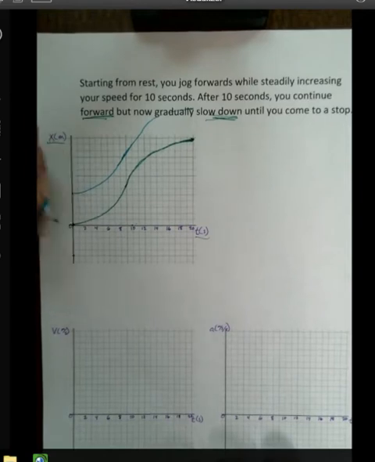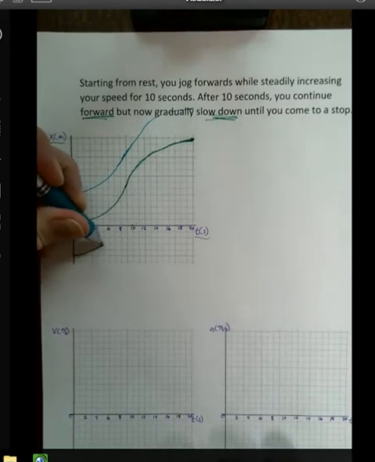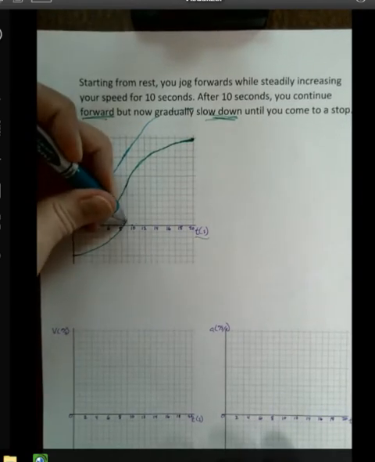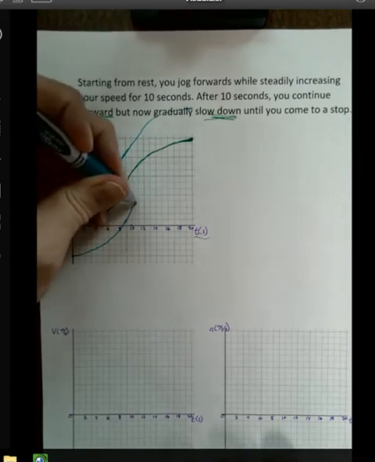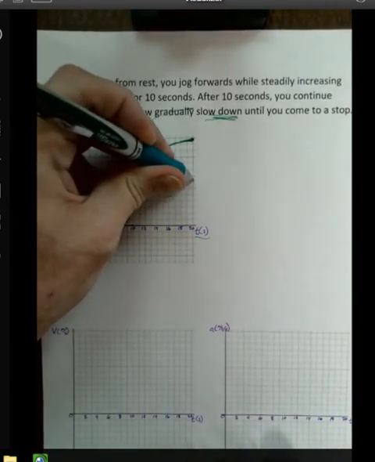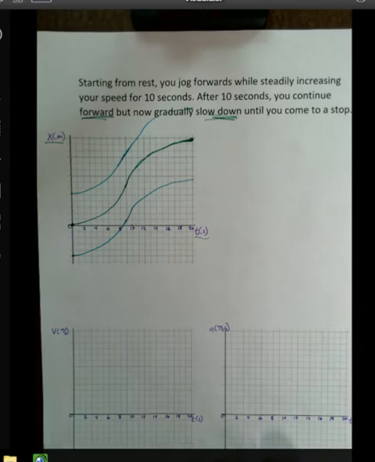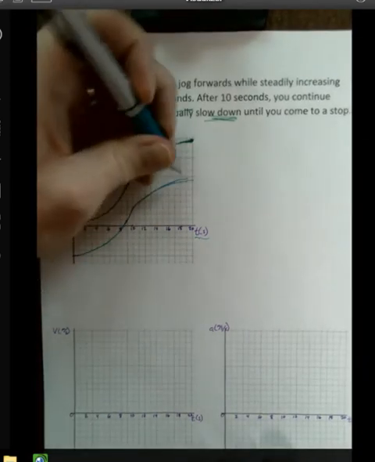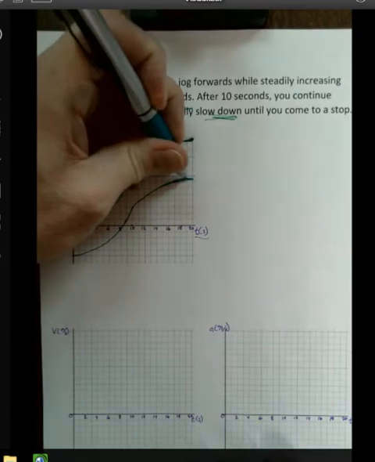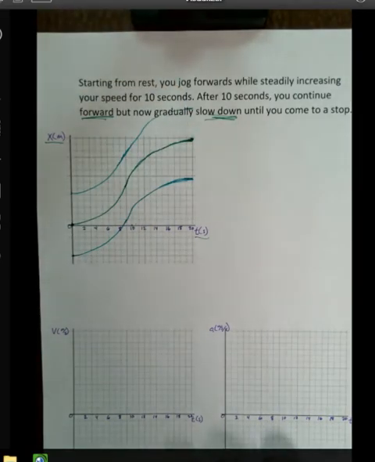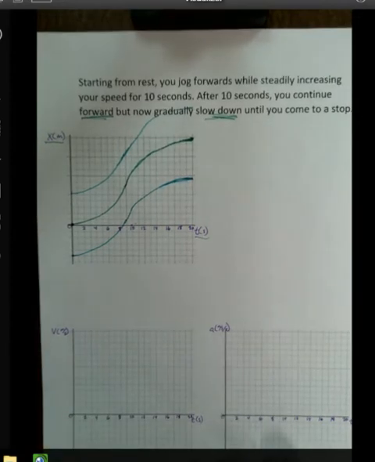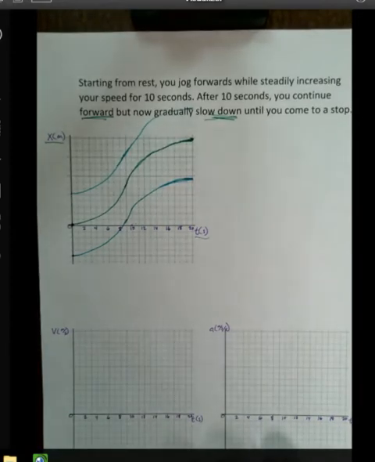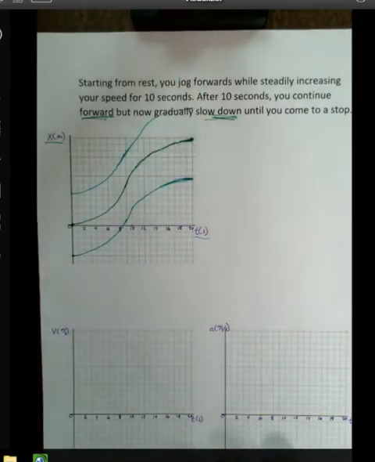So I could have started behind here and still moving forwards, getting faster and faster until 10 seconds, and then getting slower and slower. Any of those would be valid graphs to draw since there wasn't any information about a starting location. So I could take any one of those graphs, and if I drew them really carefully, they would all look identical, just shifted up or down on the position axis.